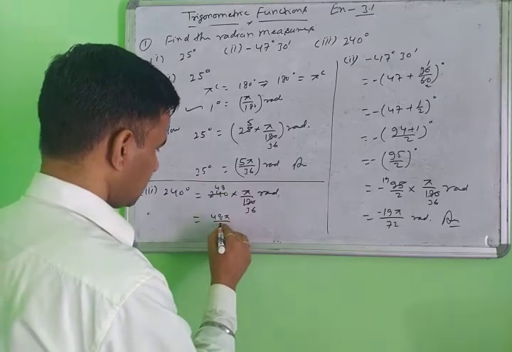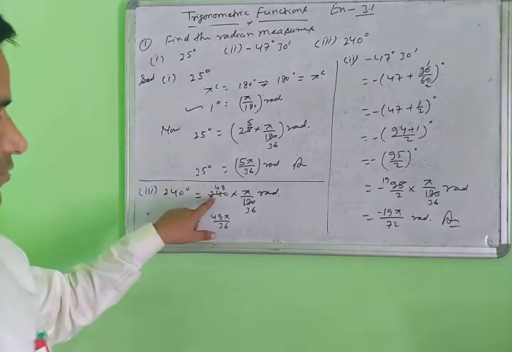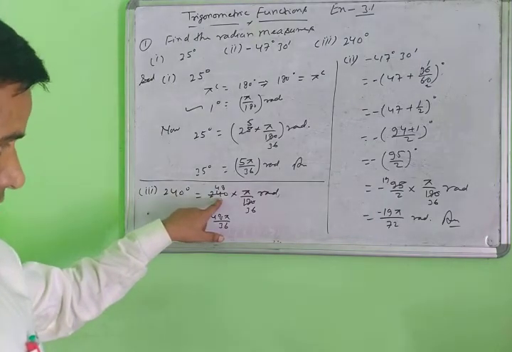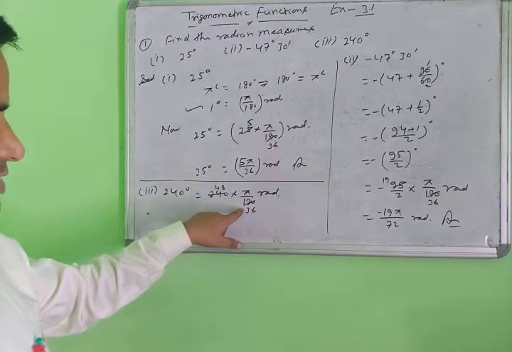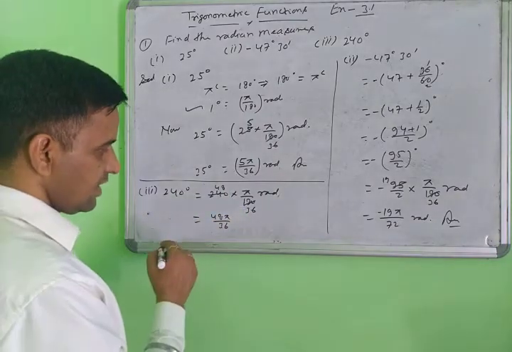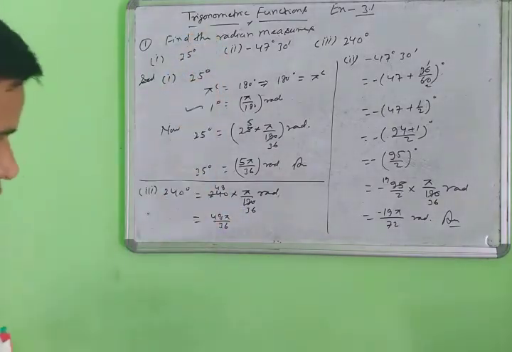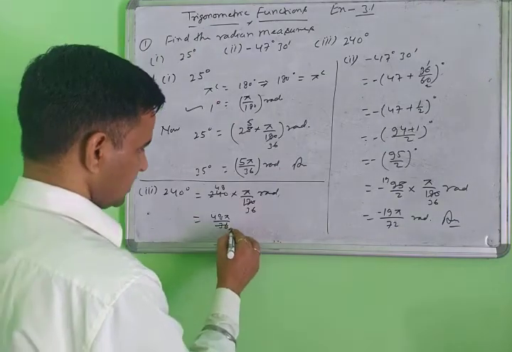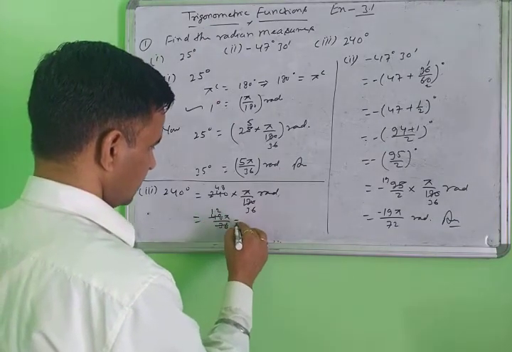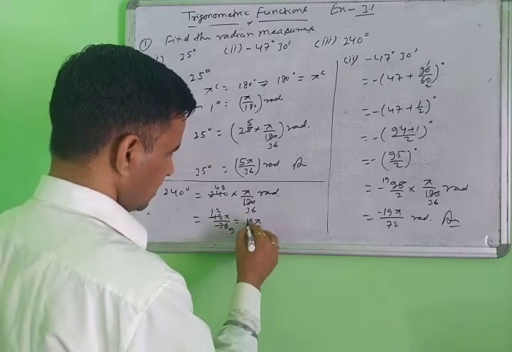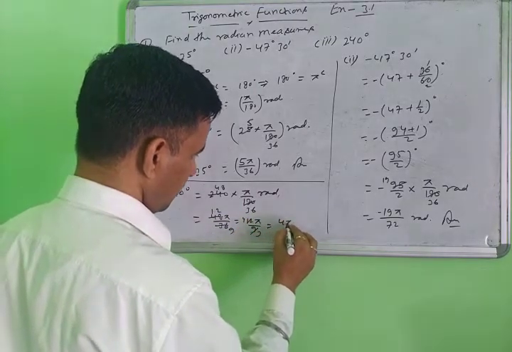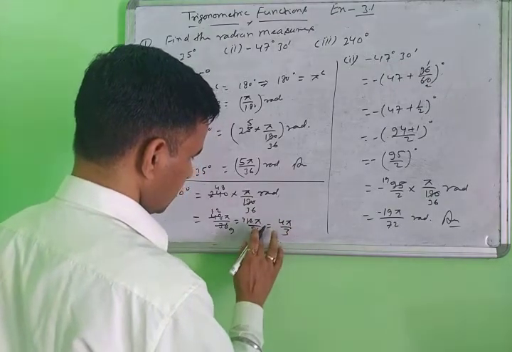Cancel by 5 again and we get 48 pi upon 36. Again cancel by 4: 4 times 9 is 36, and 4 times 12 is 48. What is that? 12 pi upon 9. Again cancel by 3: 3 times 3 is 9, and 3 times 4 is 12. What is that? 4 pi upon 3. This is your answer.